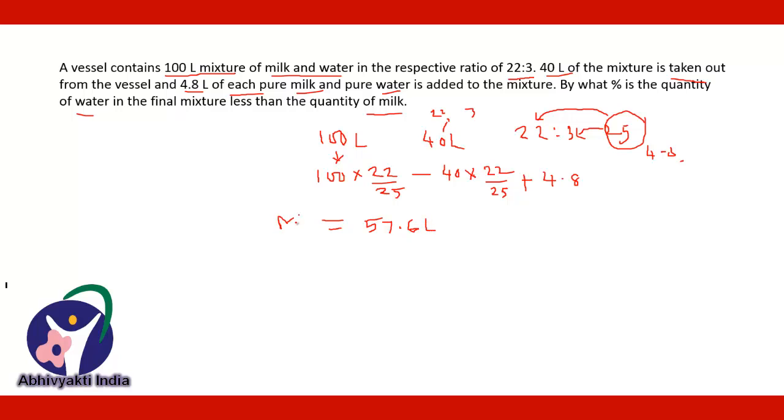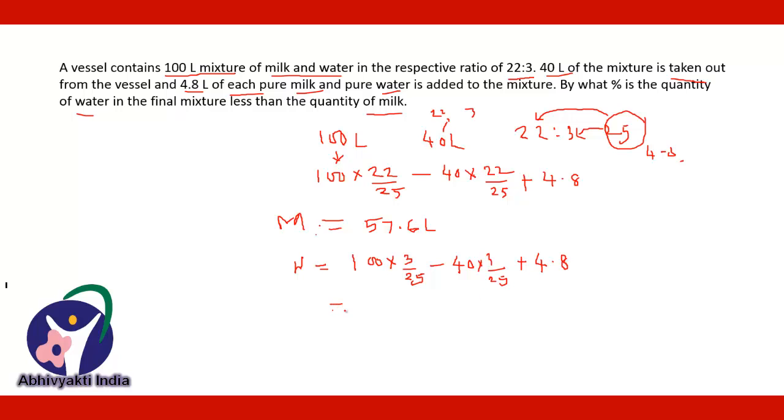Now this is the quantity of milk. Now we will find the quantity of water that is left in the mixture after taking out 40 liters of the mixture. So the water will be equal to, in 100 liters of a mixture, 3 parts out of 25 are water. From this 40 liters are removed, so in 40 liters, again 3/25 is water, and to which 4.8 liters of water is added.